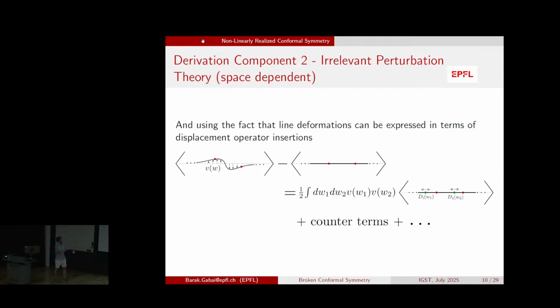To second order, it's roughly just integrating the displacement operator twice. This V, which is the difference between the profile of the line on the left-hand side and the straight line profile, will be our space-dependent irrelevant couplings, if you want. And there are also counterterms where there are more powers of V and other operators that can potentially have the right quantum numbers to appear. So in principle, this framework of irrelevant perturbation theory has, as you go to higher and higher orders, more and more unknown Wilsonian coefficients that introduce ambiguities.